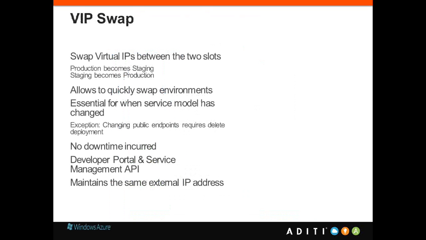VIP swap. This just swaps the virtual IPs between two slots, and this is generally available for staging and production. We have seen that in the development lifecycle of a Windows Azure application. It allows us to quickly swap environments so that you don't have to redeploy your application, and that will be taken care of by the Azure Fabric Controller itself. It is quick and available all the time when we swap it. It does not incur any downtime, and we can do that using the management portal for Windows Azure, which we have seen. We can also do that with a command shell PowerShell script running on your environment using the service management APIs.